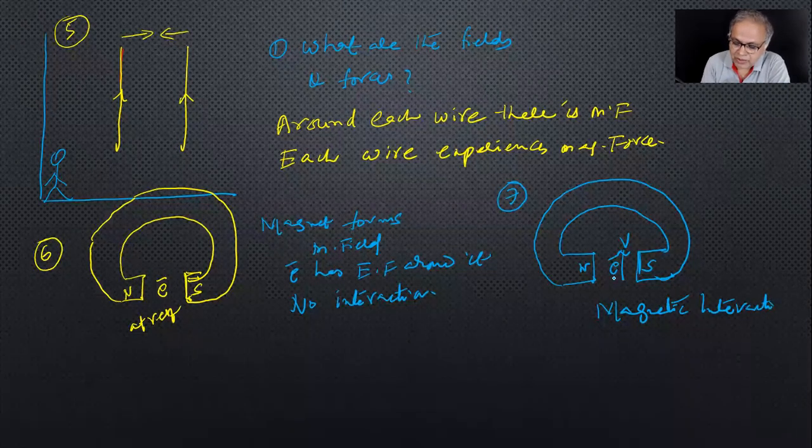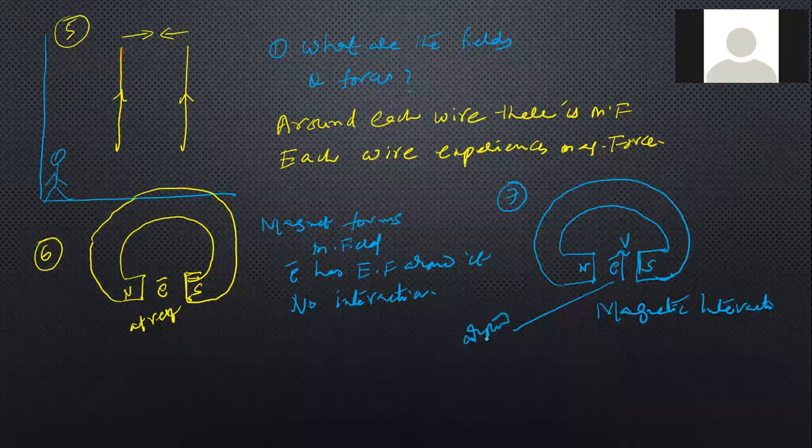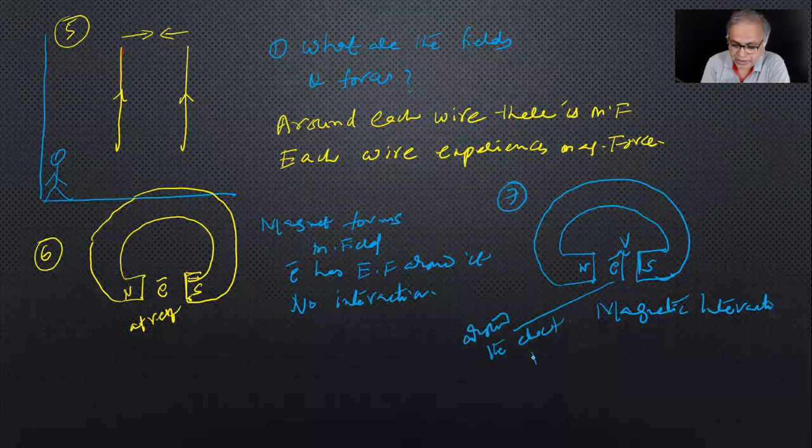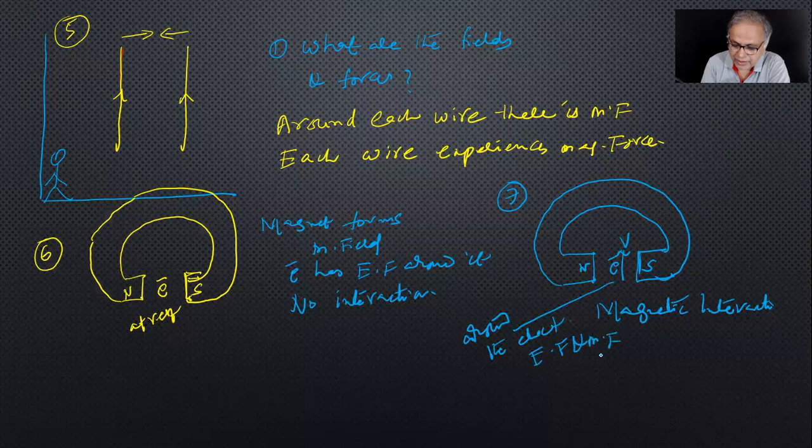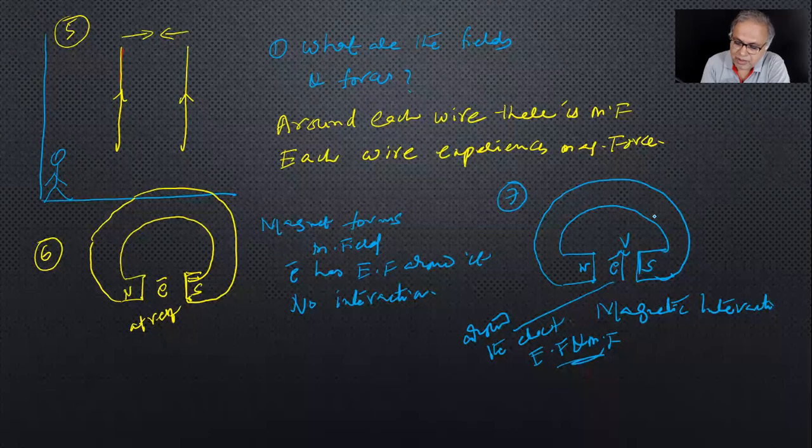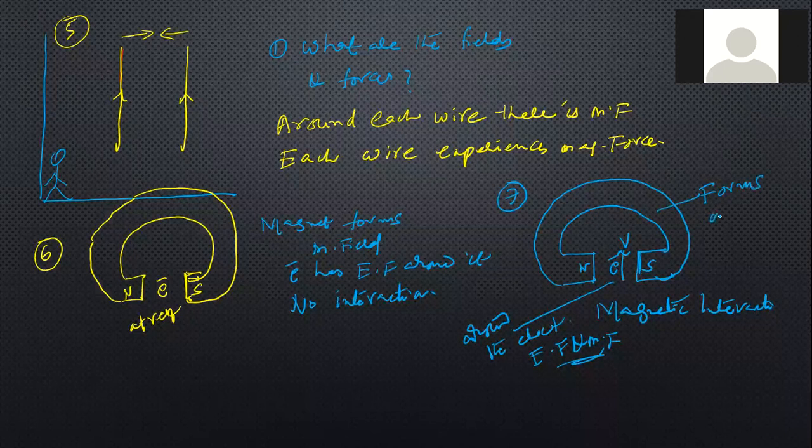But around the electron, there is both electric and magnetic field. Around the electron, there is electric field and as well magnetic field. And the horseshoe magnet forms only? Magnetic. Yes. That's what you should write.